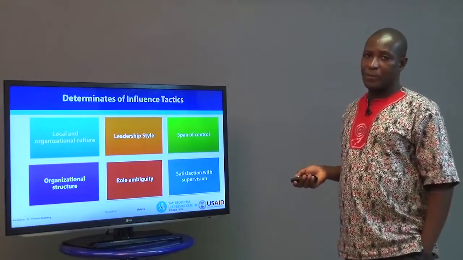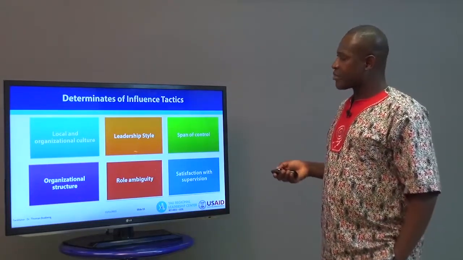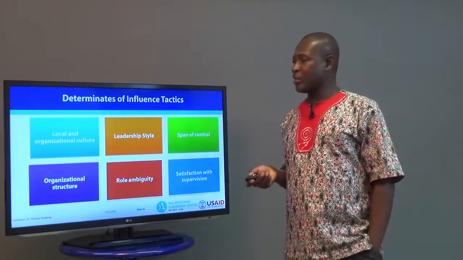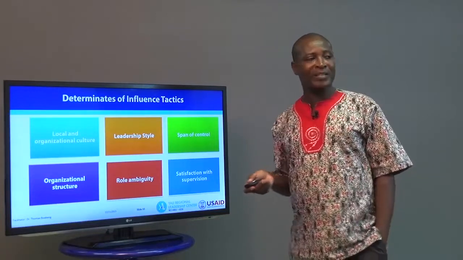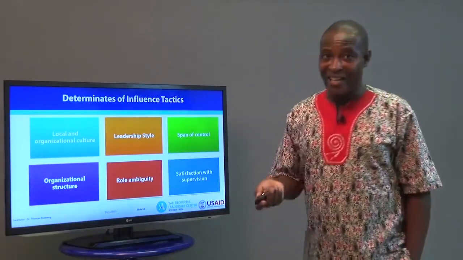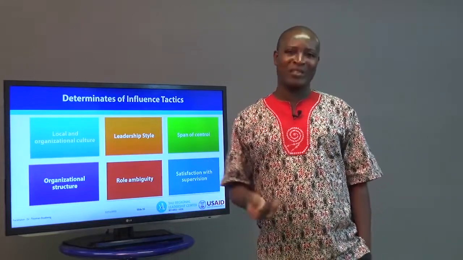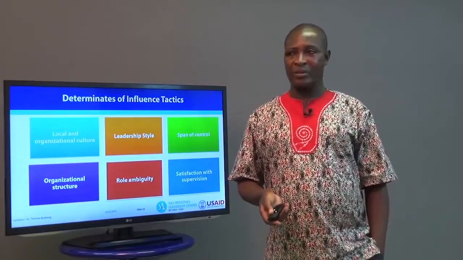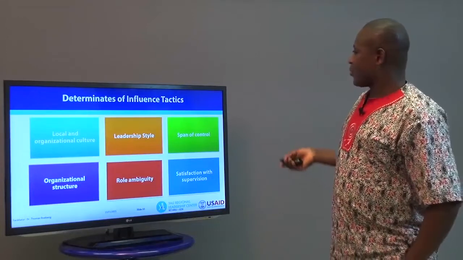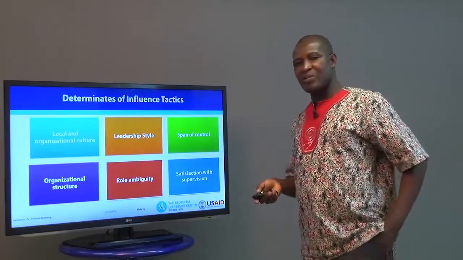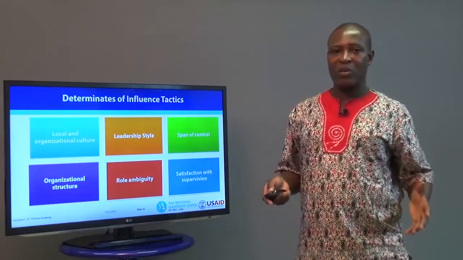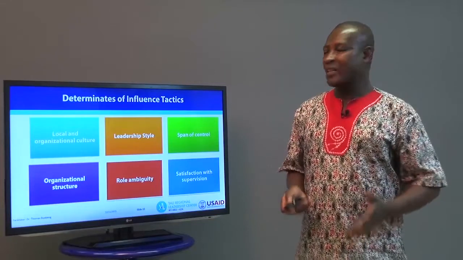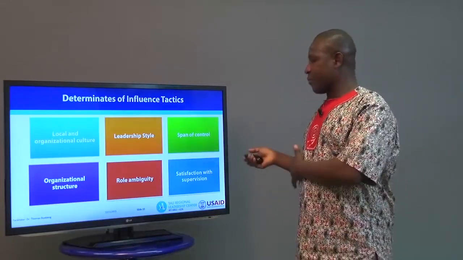Leadership style is very important. The leadership style determines whether a particular approach will be used or not. For instance, if a person is an autocratic leader, no matter what, this person is more likely to use coercive or punitive approaches. Span of control is also very important. When we talk about span of control, we are talking about how many people you are supervising or managing, or how many people are under your unit.